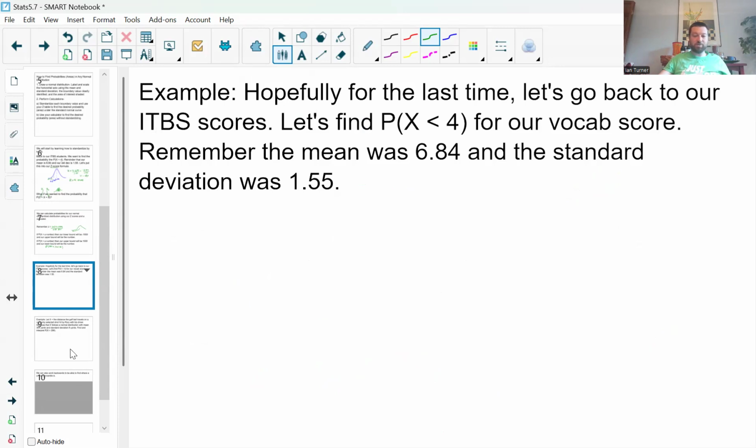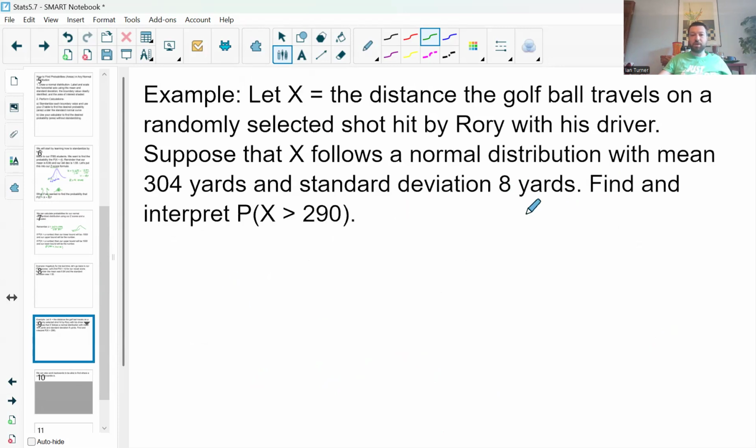We're tired of the ITBS scores. I think I have another funner problem. Yes. So X is the distance the golf ball travels on a randomly selected shot hit by Rory McIlroy. Suppose that X follows a normal distribution, so his mean drive is 304 yards, and the standard deviation of those drives is 8 yards. Let's find and interpret the probability that he drives more than 290 yards.